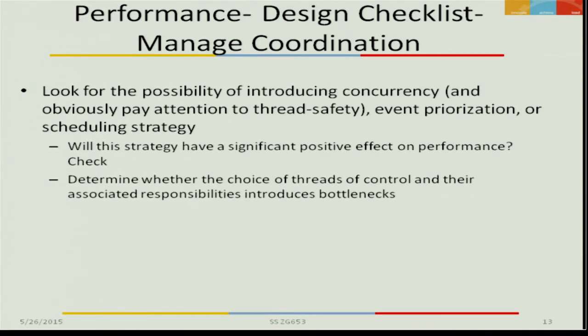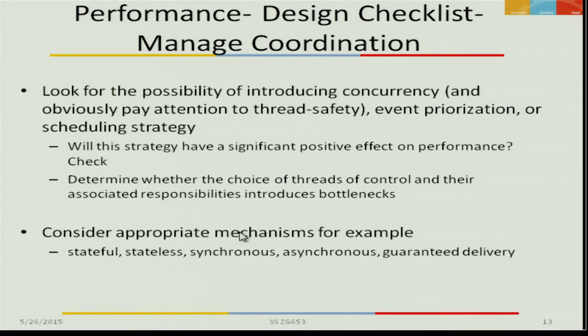Building a concurrent program is not easy. It can create a lot of other overhead: you can introduce more bugs, and it can impact testability, modifiability, and so on. Therefore, be sure before introducing concurrency that it is really going to give you a significant positive impact. Otherwise, don't go for concurrency unnecessarily. Determine whether the choice of threads of control and their associated responsibilities can introduce a bottleneck instead of improving speedup.